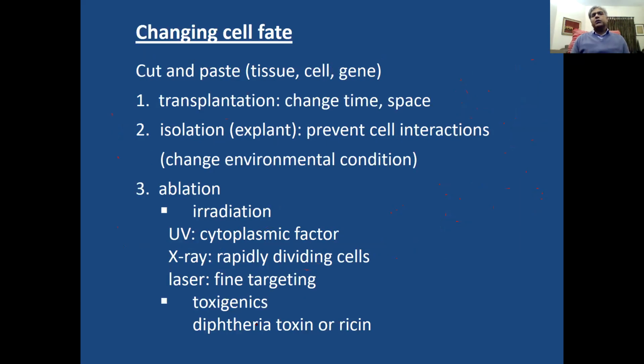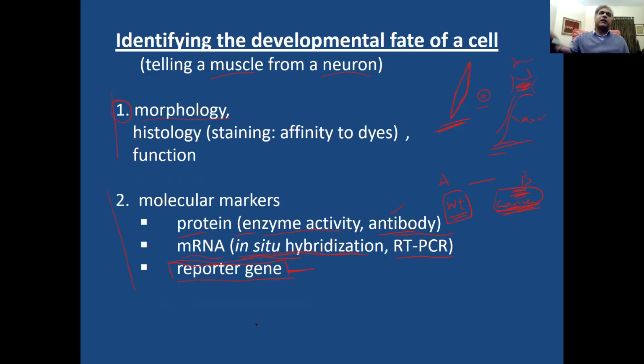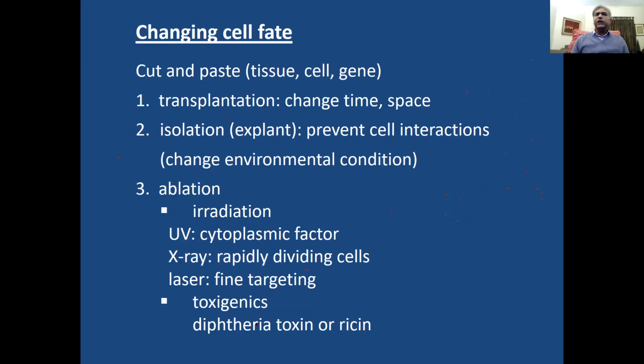So this was about trying to identify cell fate. Now, if we want to work on changing cell fate A to cell fate B, again we can do some conventional tools like transplantation, which we call cut and paste. And in cut and paste, you basically play with time and space.